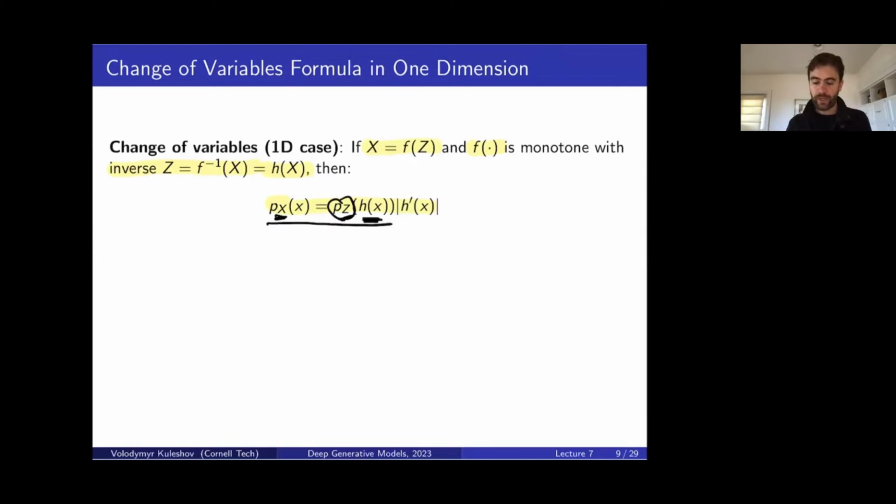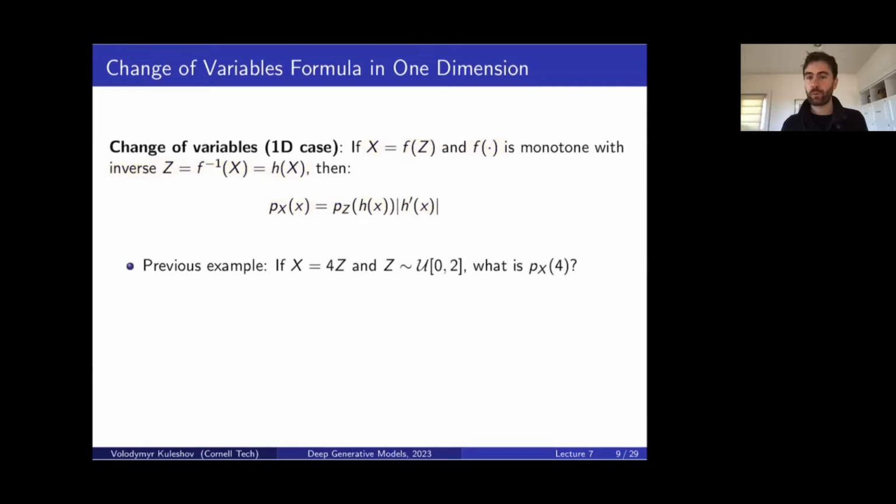And in order to make it correct, we have to have this extra adjustment factor, which is the derivative of the inverse at x. So this is an adjustment factor that has to be applied when we perform these types of changes in density, change of variables, and we have to compute the density. So this is the correct formula.